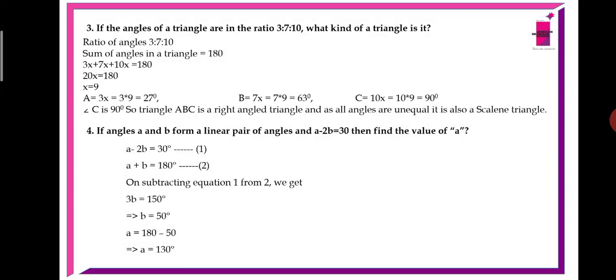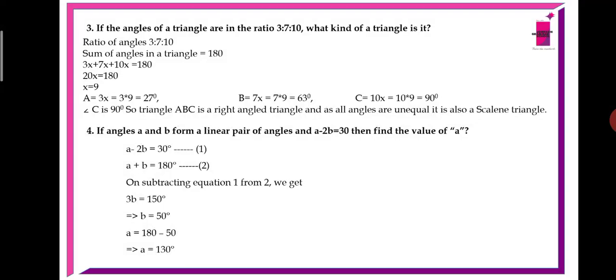Question number 4. If angles A and B form a linear pair of angles, and A minus 2B equals 30, then find the value of A. Here it is given A minus 2B equals 30, and it is also given A and B are a linear pair. So we can take A plus B equals 180 degrees.